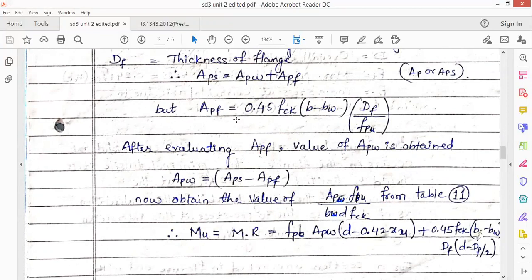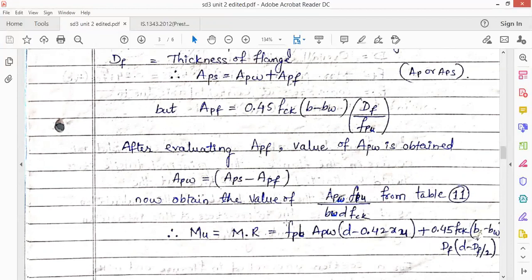So it is APW and FPU, the same FPU again, divided by, instead of B, I am going to write BW, because it is the width of the web, since the neutral axis lies in the web, into D into FCK. There is no change in these two parameters. D is the effective depth, FCK is the characteristic compressive strength of the concrete. So from Table 11, after calculating this, because I know APW now, and FPU will be given to you, and BW is there in the section details, the neutral axis depth and effective depth will be there, and FCK will be known to you.